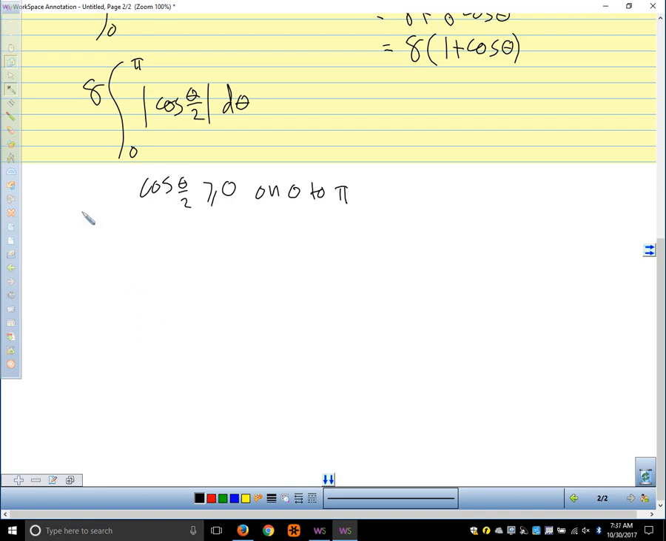And we get that the arc length, so s equals 8 times 2 sine of theta over 2 on 0 to pi. Remember that trig functions often have a positive value when theta is 0. So we get 16. So the arc length would be 16 units.